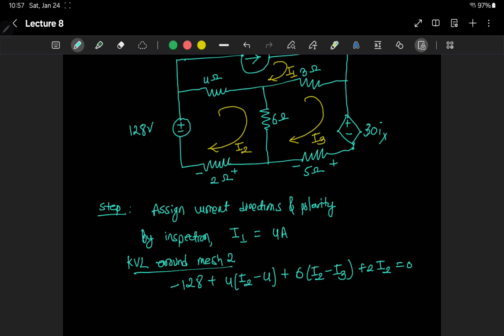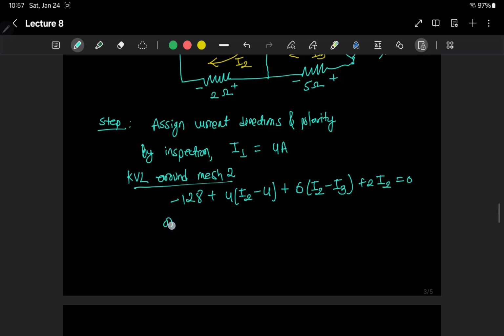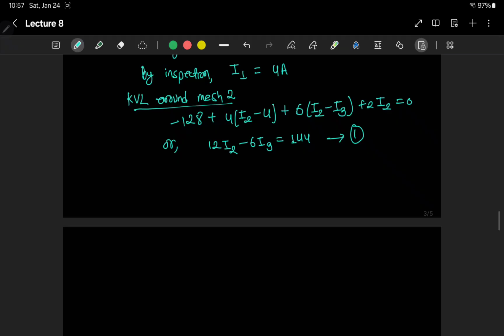Minus 128 plus 4 times I2 minus I1, plus 6 times I2 minus I3, plus 2 times I2. If you simplify this equation, you will get 12I2 minus 6I3 is equal to 144. You can divide 144 by 6 to get an even simpler form, but I'll keep it this way for now. And now we can apply KVL around mesh 3.